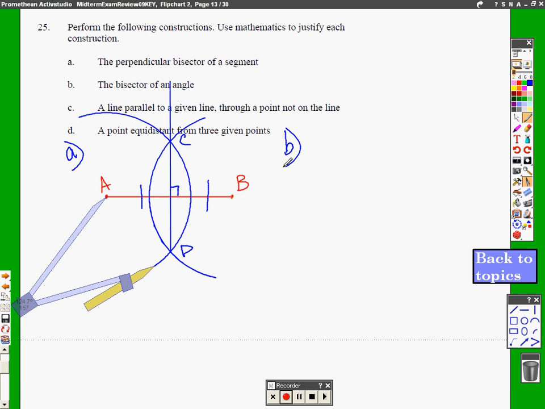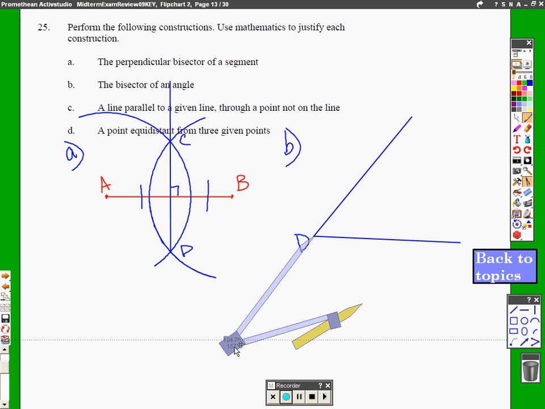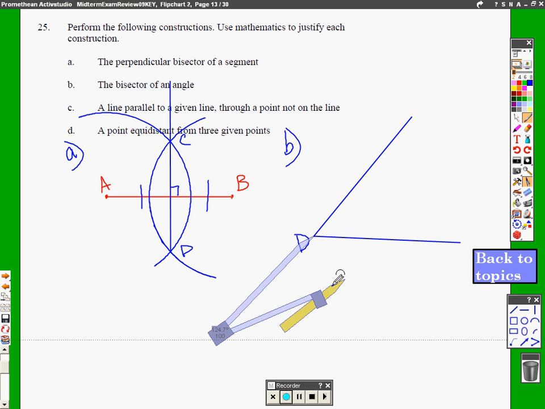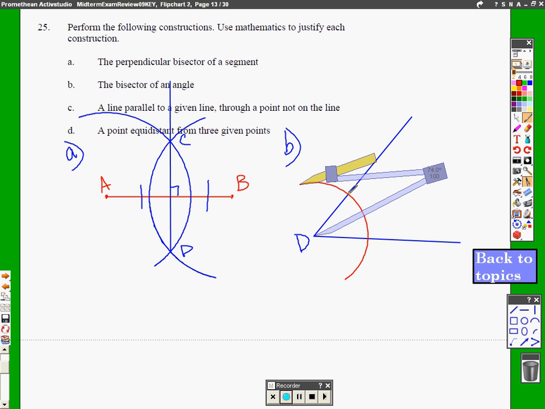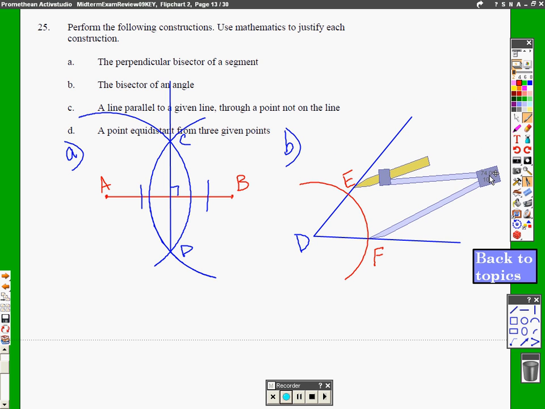Construction B, we need to bisect an angle. So I'm going to start off just by making an angle. Let's label the vertex D. I'm going to put the point of my compass in vertex D and open my compass an amount. It does not matter how much. I'm going to draw an arc so that it intersects both sides of the angle. I'm going to label those E and F.